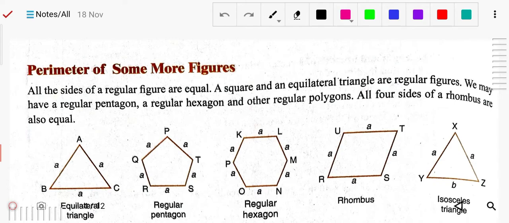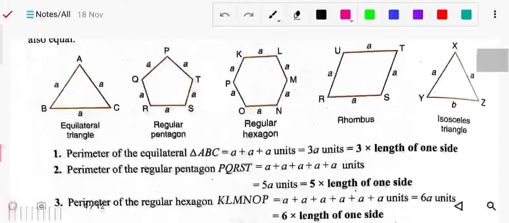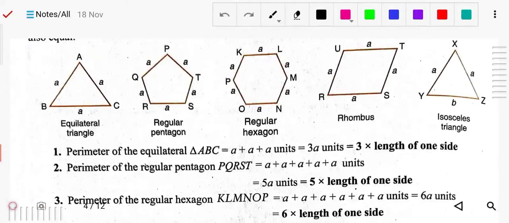So here we will solve perimeters of some more figures. The figures are like triangle, regular pentagon, regular hexagon, rhombus, isosceles triangle. So these types of polygons are there, and we will find the perimeter of these different kinds of polygons.